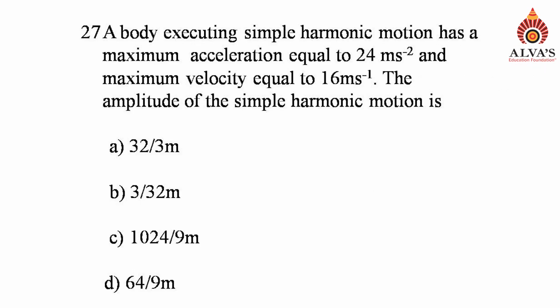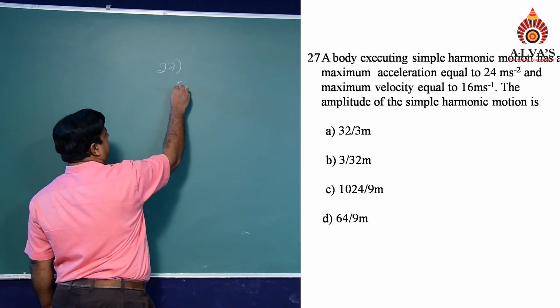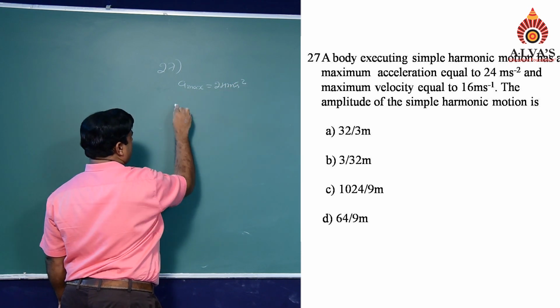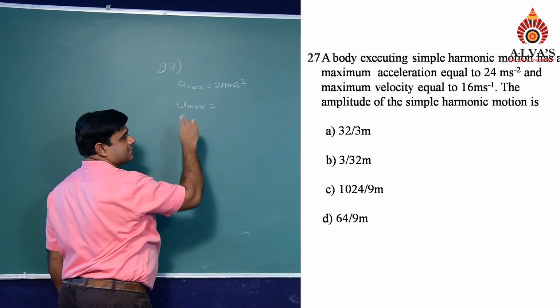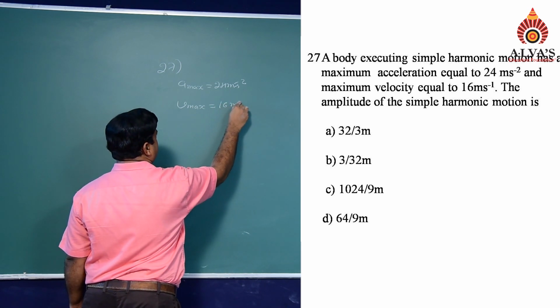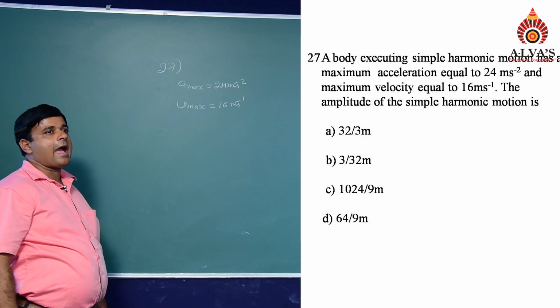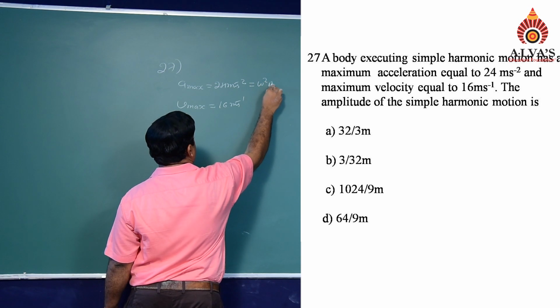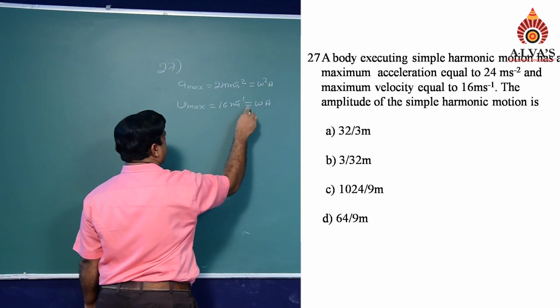A body executing simple harmonic motion has a maximum acceleration equal to 24 meter per second square and maximum velocity equal to 16 meter per second. The amplitude of the simple harmonic motion is. Maximum acceleration, A maximum, is given as 24 meter per second square. V maximum is given, which is equal to 16 meter per second. You have to calculate the amplitude of the simple harmonic motion. A maximum is nothing but omega square into A.